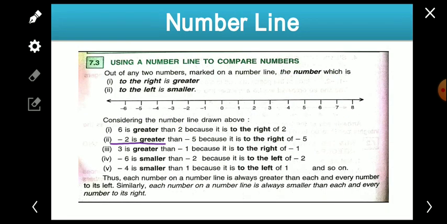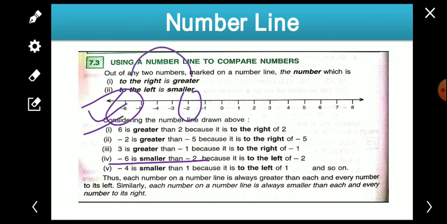Now, -2 is greater than -5. Why? Because it is on the right side. It is lying on the right side, which means it is bigger. Whichever is on the left side will be smaller. See example 4: -6 is smaller than -2. -6 is on the left side, so it is smaller, and -2 is on the right side, so it is bigger. Very simple, very easy: whichever number is on the right side is the bigger, and whichever is on the left side is the smaller.